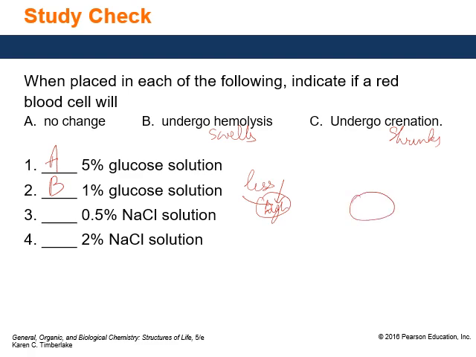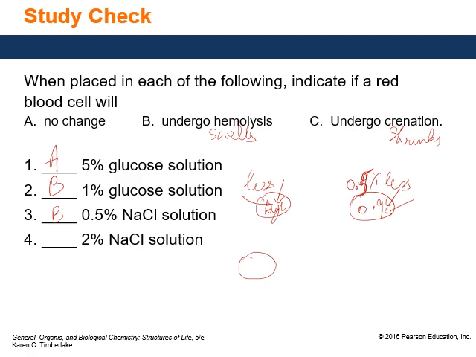0.5% NaCl solution again is lesser. Usually inside the cell it's 0.9%, and here we have 0.5, so it's less. Inside is again high, so water is going to flow from outside to inside, so again the cells are going to swell up.